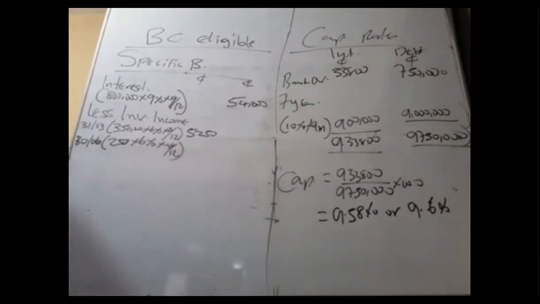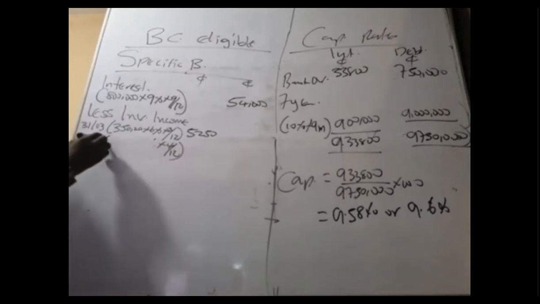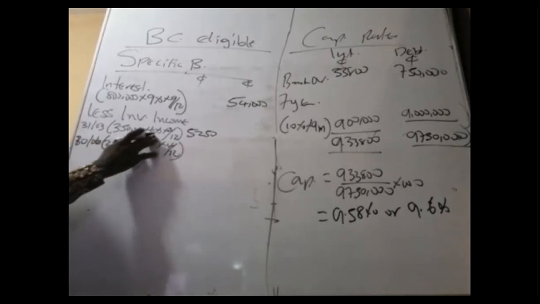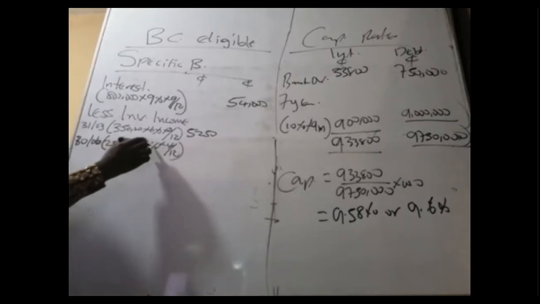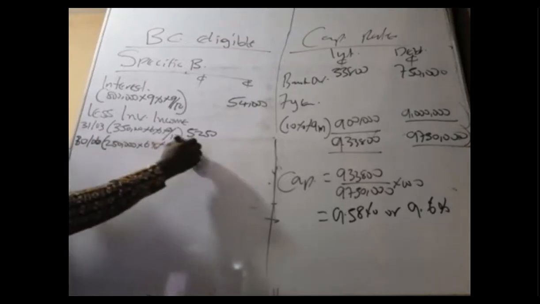And that will give us something like 250,000 times 6%. So 250 times 6% would be 15,000, times 4 out of 12, which is 5,000.